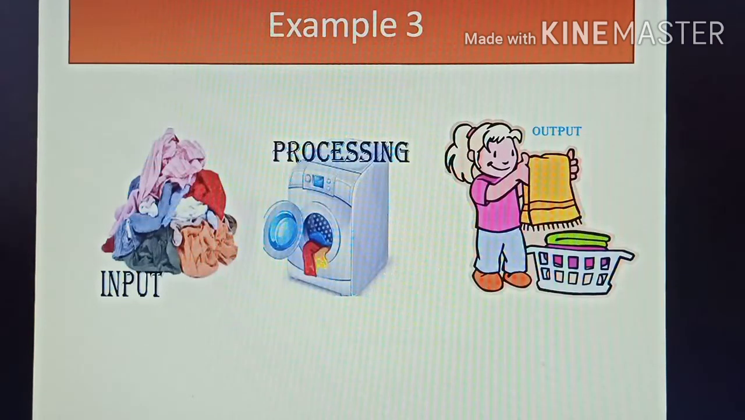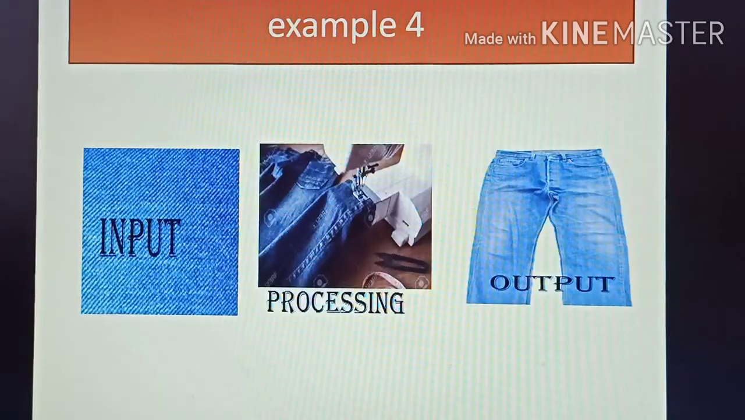Example 3. In input we give dirty clothes. It is processed in the washing machine by cleaning and washing the dirty clothes. In output we get clean clothes. Example 4. Input is a piece of cloth. It is processed with the help of a stitching machine. Finally we get pant or jeans as output.